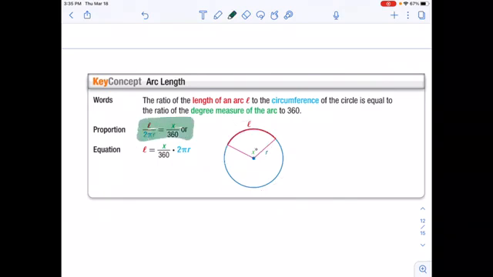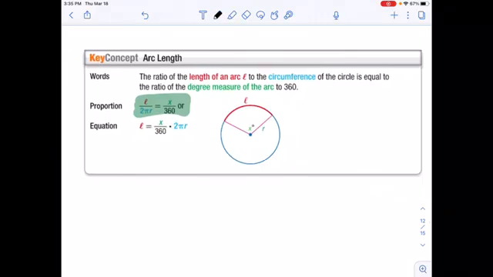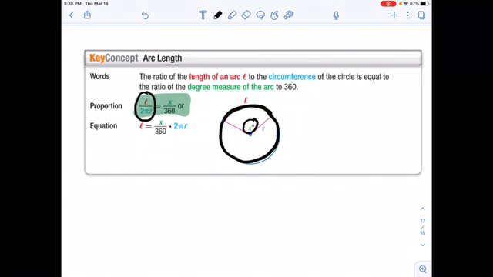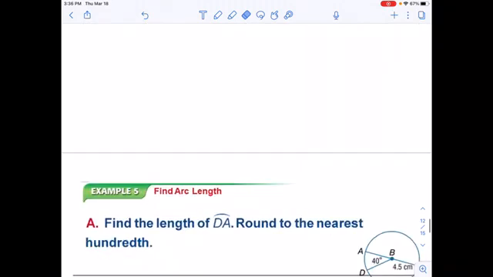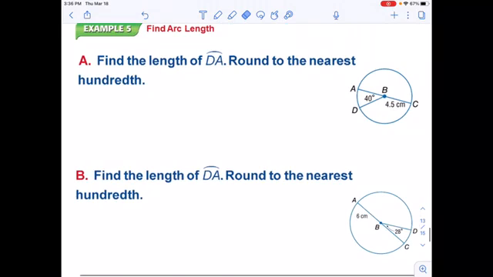Okay, so if you look here, we set up a proportion. I like using the proportion more than the equation. The proportion makes way more sense to me. On the left side, it's the arc length over the total length or circumference of the circle, equal to the degrees for the angle over the total degrees for the circle. So if we use that idea and our proportion, we can solve.